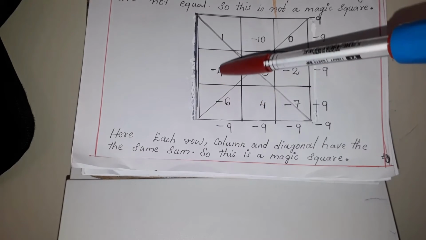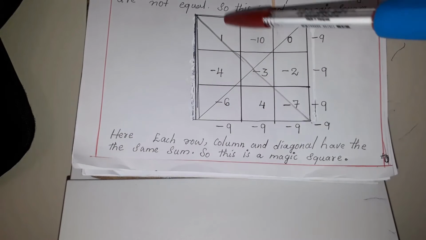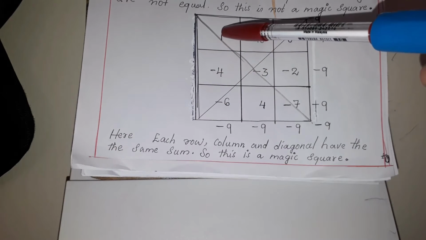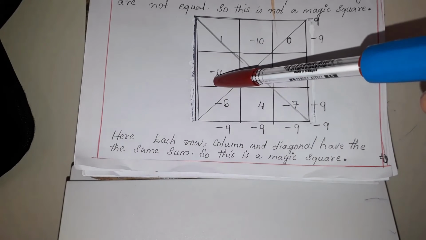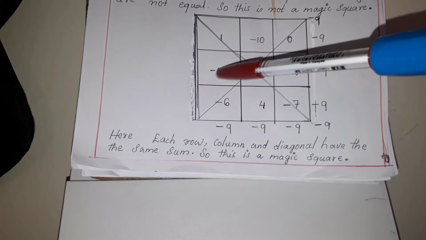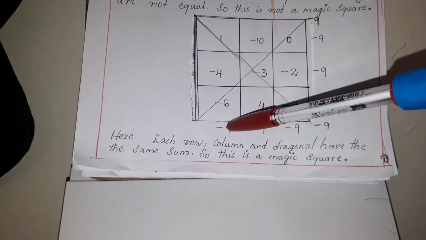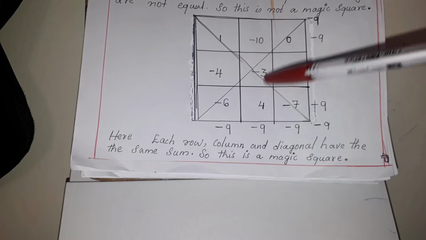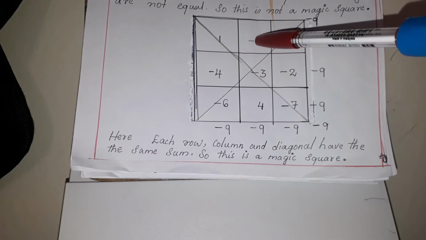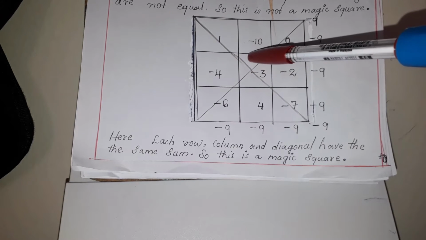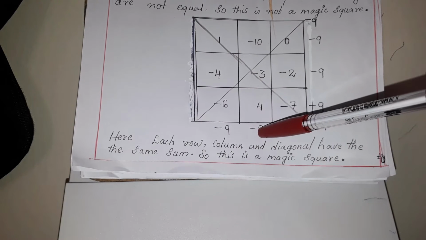Okay. Minus 4 plus minus 6 plus minus 4... what is minus 6 plus minus 4? We get minus 10. Minus 10 plus 1, again we get minus 9. Okay. Then next one, minus 3 plus minus 10. Same sign, you get minus 13. Minus 13 plus 4. So again we get minus 9 here.